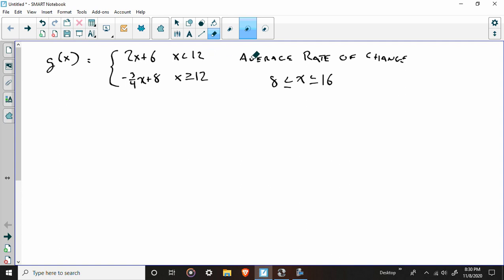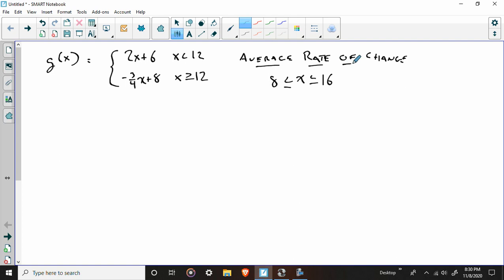So you have this question. You're dealing with a piecewise function. If you're just forgetting what a piecewise function was, essentially it's a function that's broken up into multiple parts. For anything less than 12, you plug into this one. For anything 12 or larger, you plug into this one, okay? And they want you to find the average rate of change.